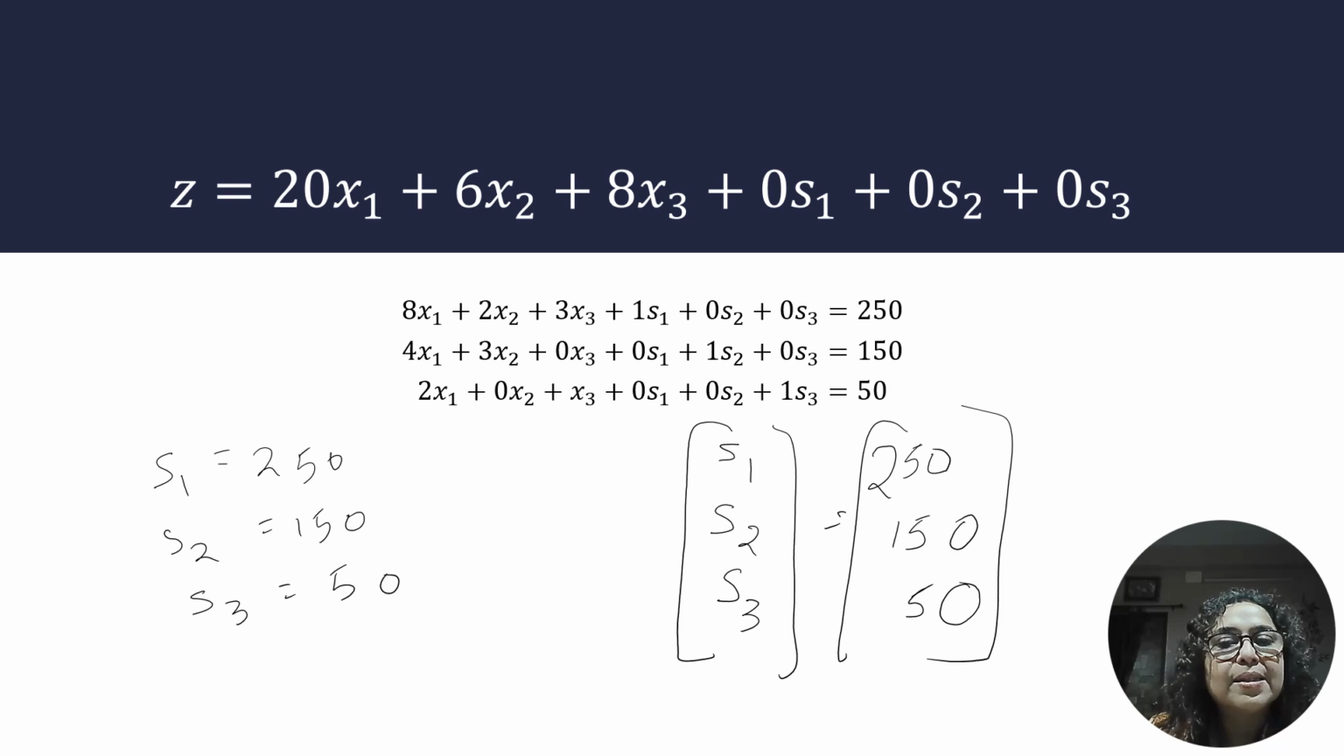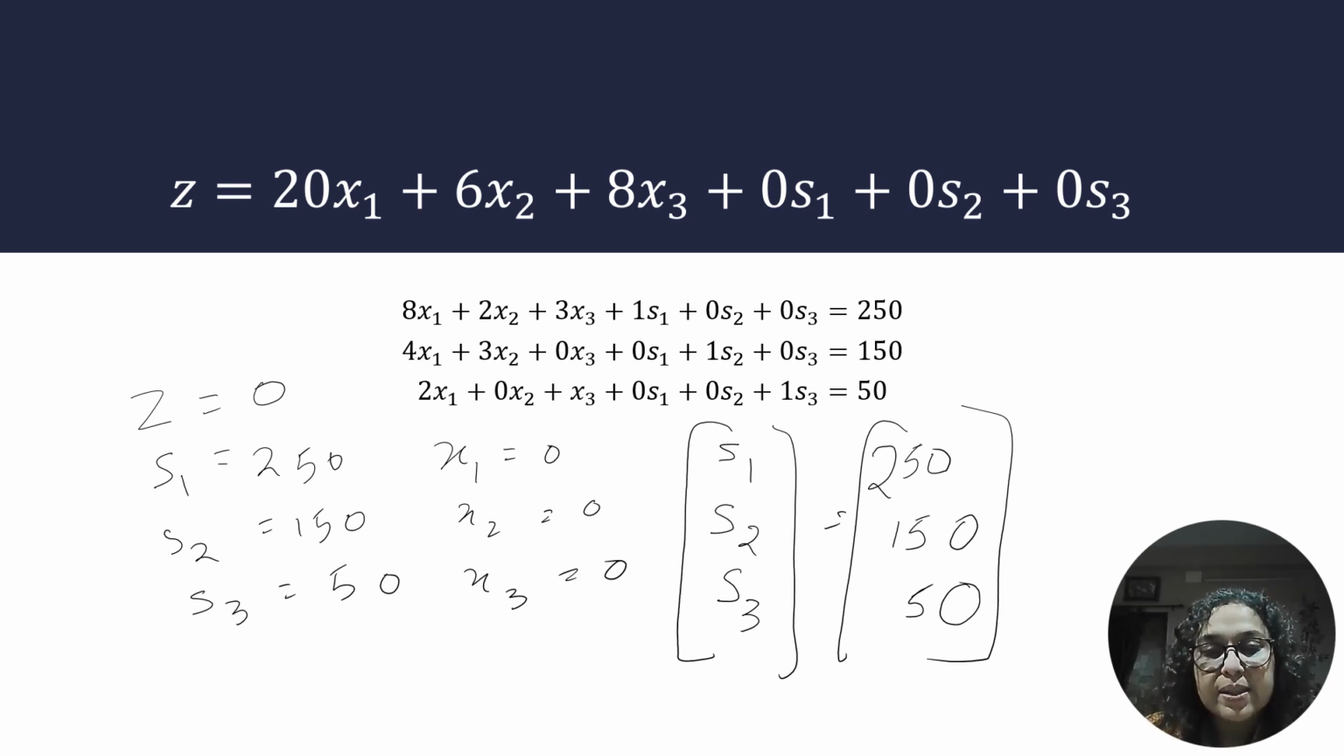Right? And since the coefficient of S1, S2, S3 in this function is 0, and since I have also x1 equal to 0, x2 equal to 0, and x3 equal to 0, I also have z equal to 0. But I have an initial set of solution, and this is known as the basic feasible solution.